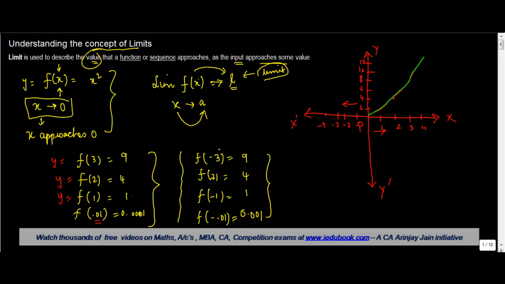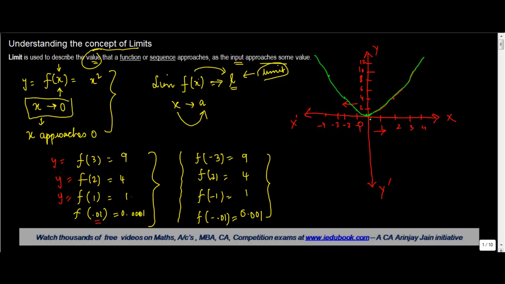Okay, now let's see the values on the negative side. When x is equal to minus 0.01, which is here, y is equal to 0.0001. x is minus 1, y is 1; x is minus 2, y is 4; x is minus 3, here it is 9. So this is the graph which is there, right?